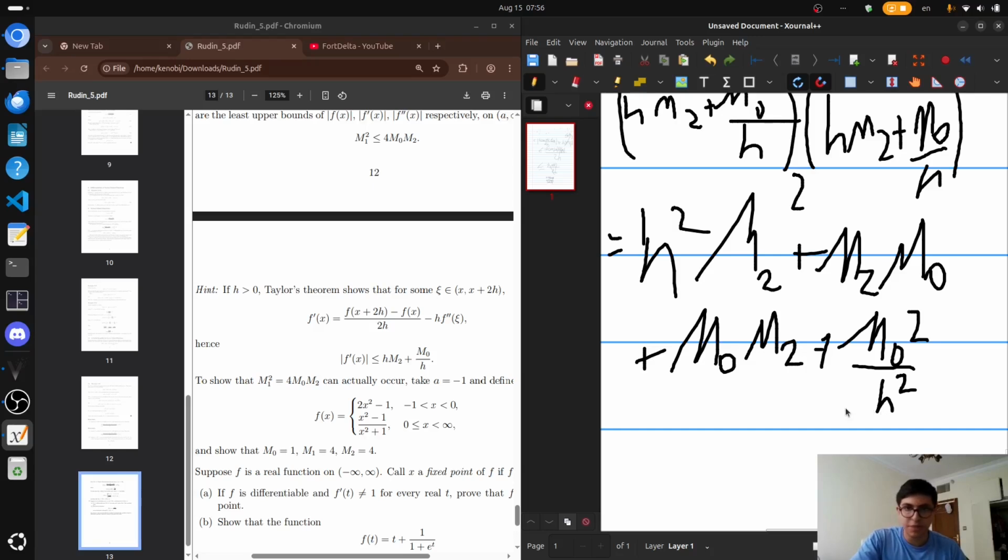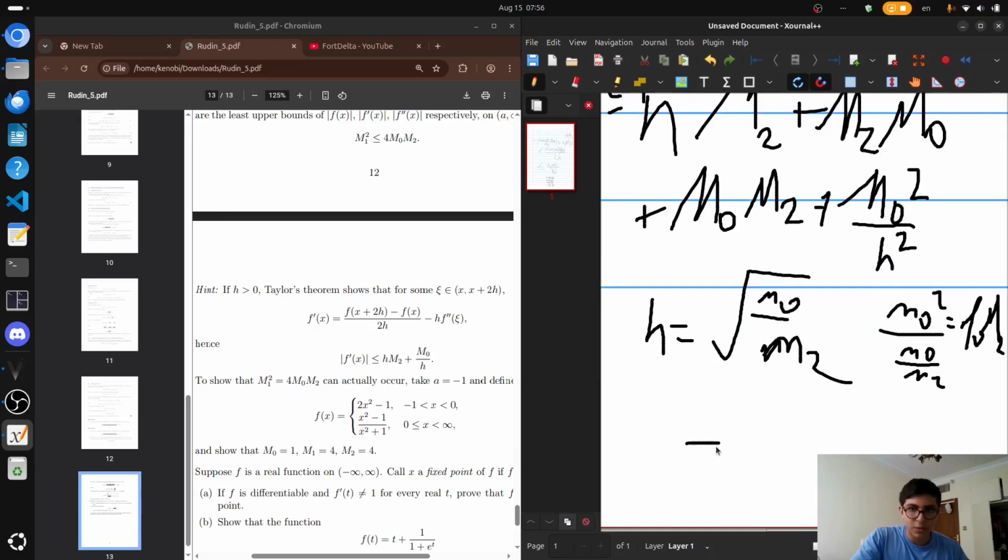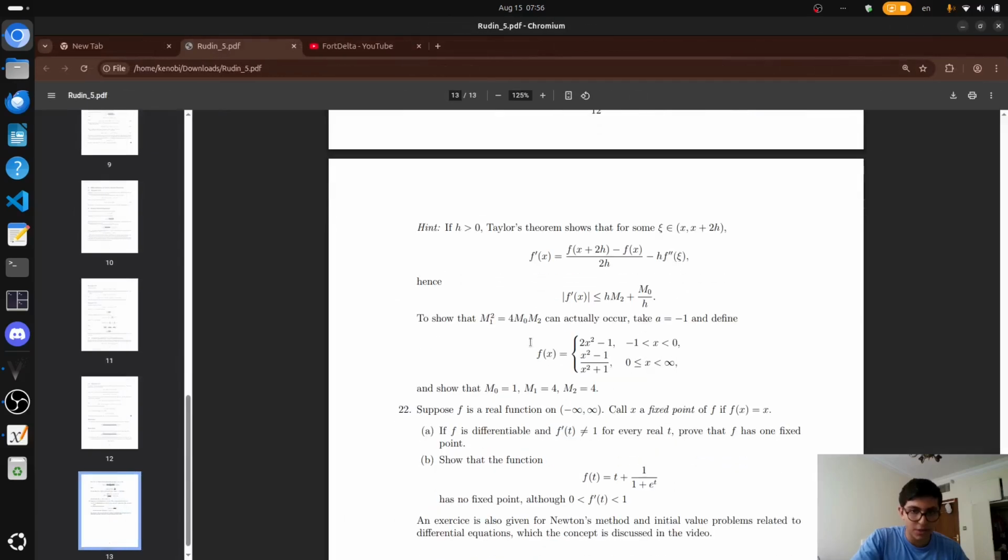And now what you do over here, let h be equal to the square root of m naught over m2, basically. So this is going to give you m naught times m2, and this is going to give you m naught squared over m naught over m2, which is going to give you m naught m2 again. So you're going to get that this is equal to 4 m naught m2, which proves the theorem. And if you want to get an equality, you can use this function over here.